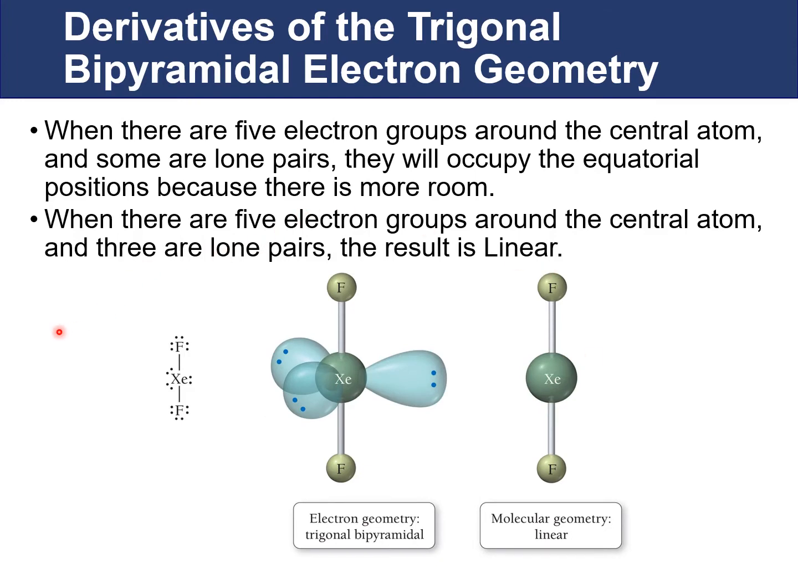Finally, if we replace 3 electron groups in our trigonal bipyramidal geometry with lone pair electrons, they're all going to occupy an equatorial position. So when there are 5 electron groups around the central atom and 3 are lone pairs, they will occupy the equatorial position, again because there's more room. We call the resulting structure linear. And that's because when you no longer consider these lone pair electrons and are only considering the atoms, they will fall along a straight line.